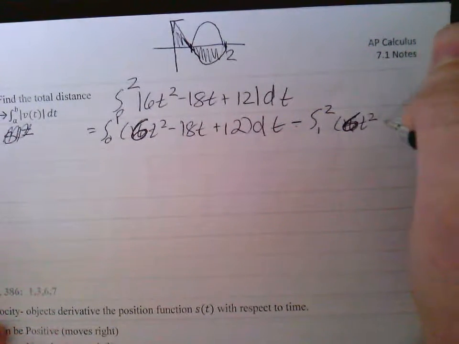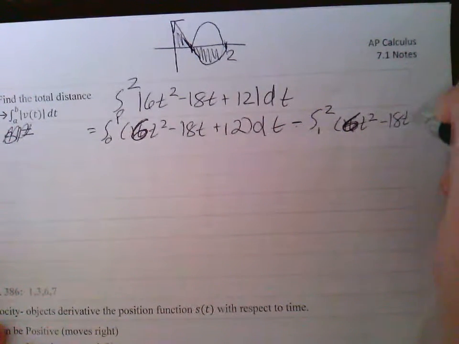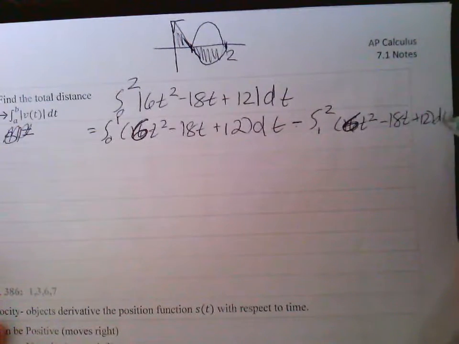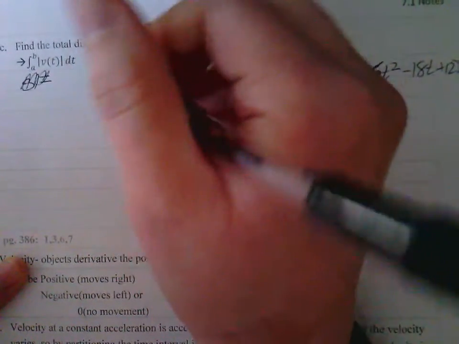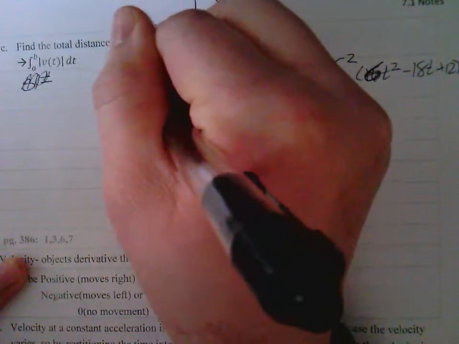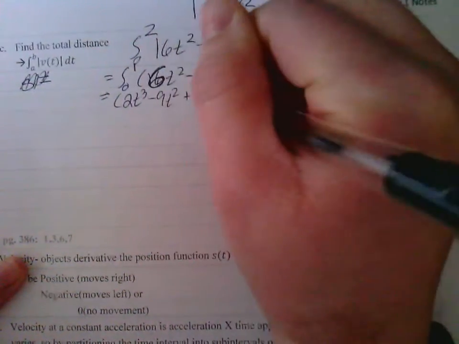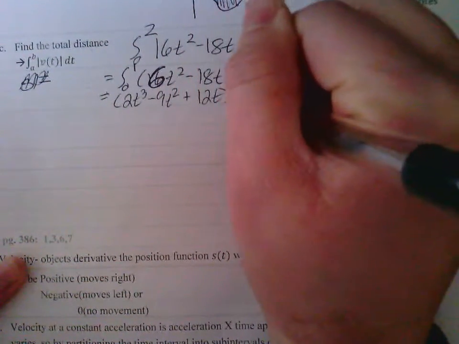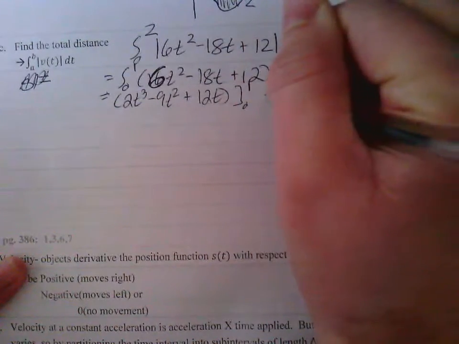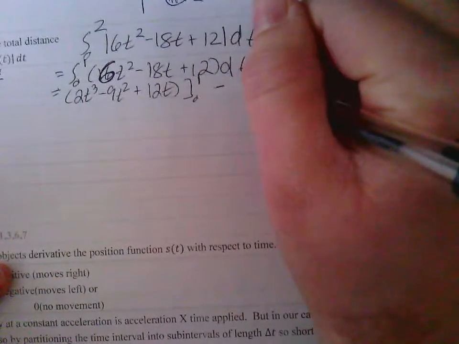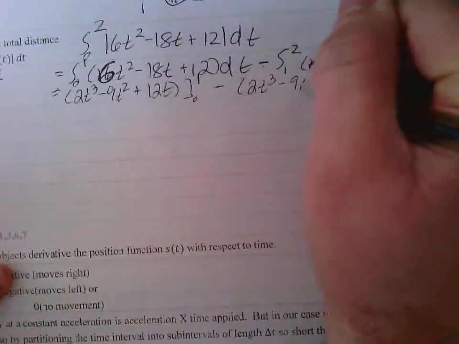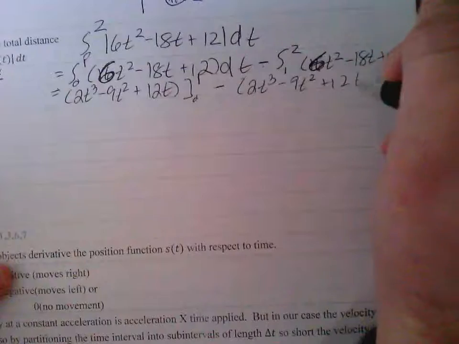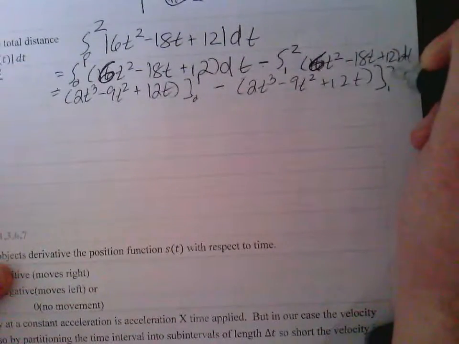6t squared minus 18t plus 12 dt. Integrate. Okay, so we already integrated in the last one, so you're going to get 2t cubed minus 9t squared plus 12t from 0 to 1, minus 2t cubed minus 9t squared plus 12t from 1 to 2.